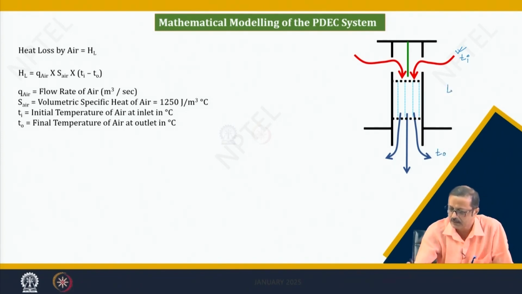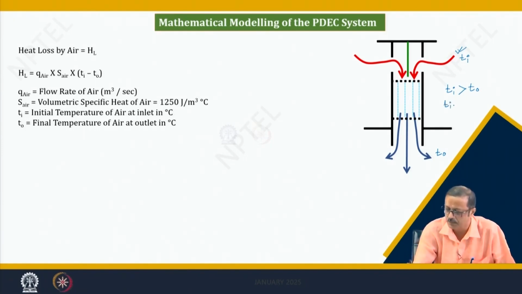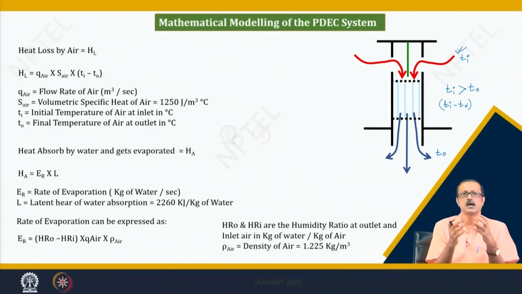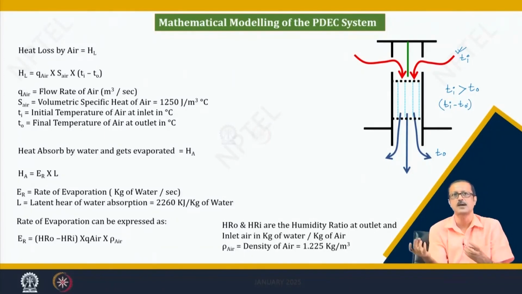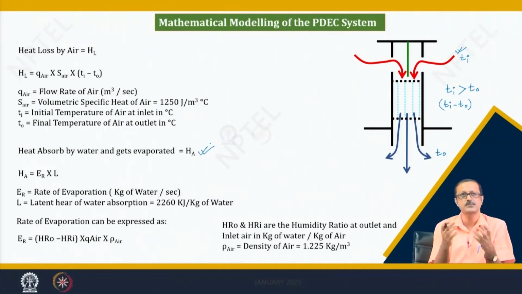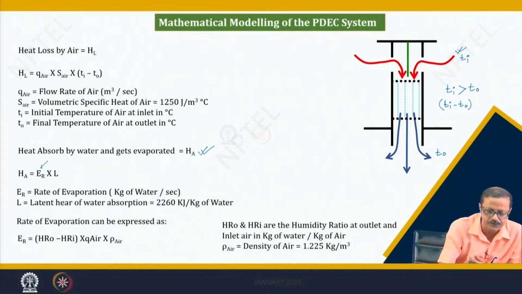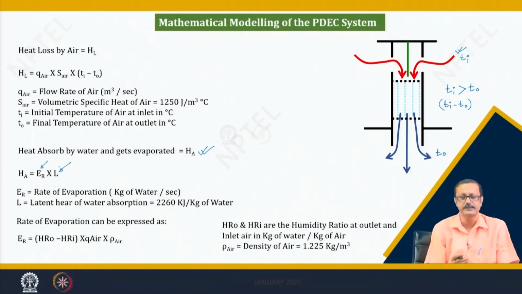Here the inlet temperature will be higher than the outlet temperature, because by virtue of this process the air will lose some heat. So, that is why Ti minus To is written. Now, this heat loss by the air should actually be absorbed by somebody. Who has absorbed it? The heat is absorbed by the water. So, the heat absorbed HA by the water is nothing but ER, the rate of evaporation, multiplied by the latent heat of absorption. That is how much is absorbed.